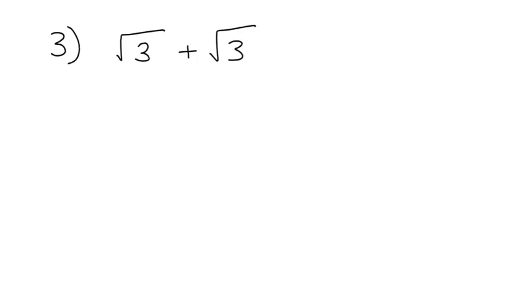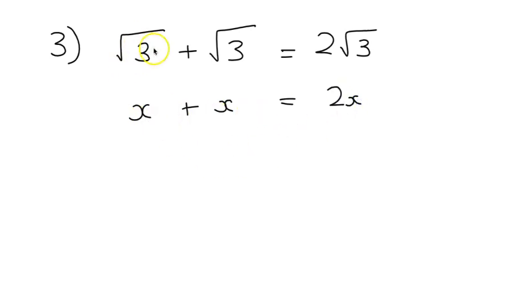Another thing that's important to know is how can we add surds. So a way to think about it is to treat the surd like you would an x value. So in other words, this answer would be 2 root 3. So if I write underneath x plus x, so if you treat the root 3 like an x, x plus x would be 2x. So in the same way, root 3 plus root 3 is equal to 2 root 3.